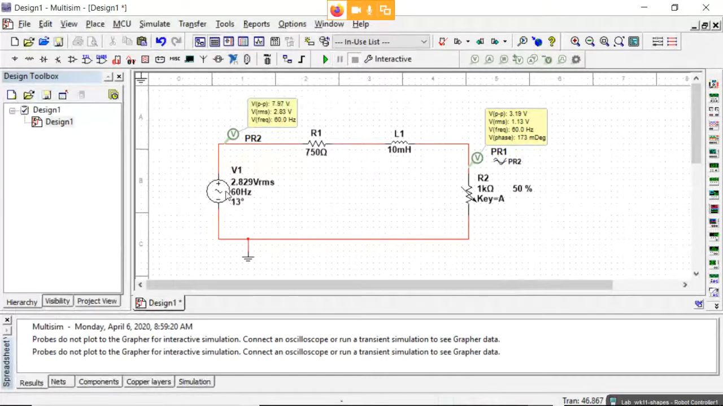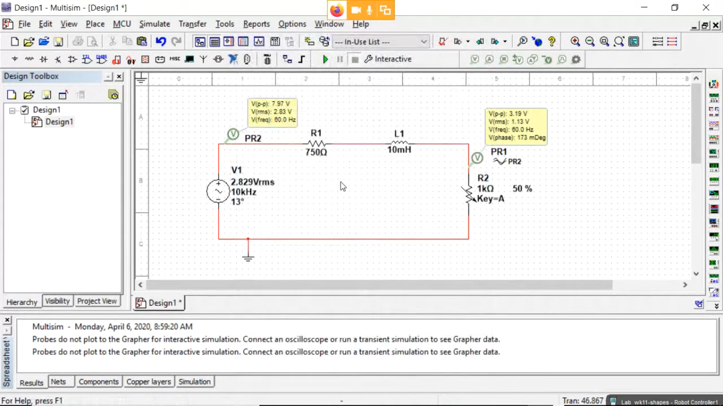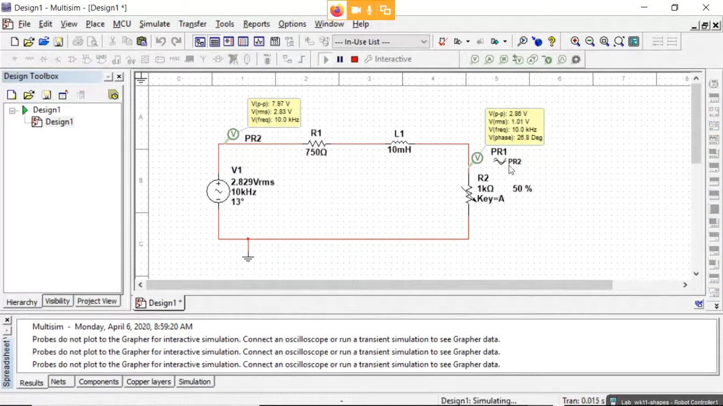Then they told us to go to 10 kilohertz. So we're going to stop the simulation, come in here, and change your frequency. You can either put in 10,000 or 10K, it should take either one. Then simulate it again, and now you see the phase angle is different. And so this gives us this simulation here.